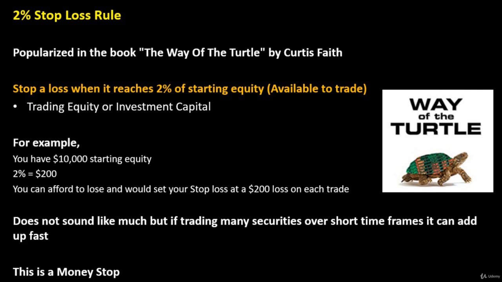And so that's where this 2% stop loss rule came from, the book The Way of the Turtle. And you can probably see that this is a money stop, right? I'm using my stop based not on an indicator or anything. I'm just saying, hey, if I make a trade, I'm willing to lose 200. That's it. After that, I'm out no matter what.